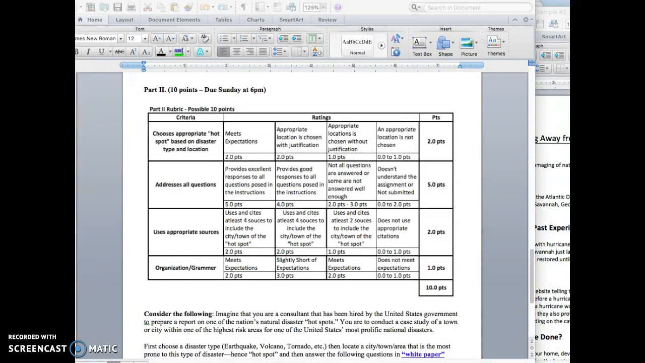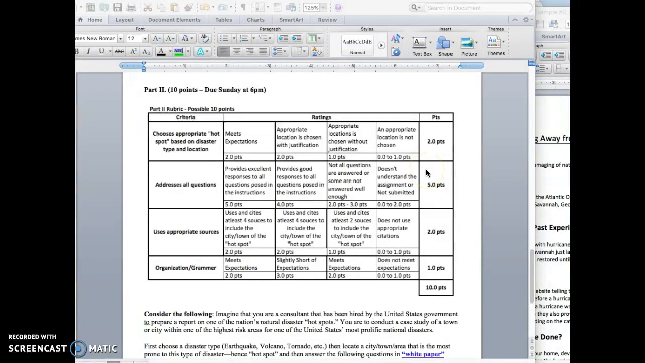Okay, now we're going to talk about part 2 of this assignment, which is due on Sunday and worth 10 points or 10% of your grade. This assignment, you guys, was worth 16% of your grade, which is almost a fifth. So it was kind of a lot, and you certainly needed to spend time doing this. And given that it was worth so much, I provided this rubric for you.